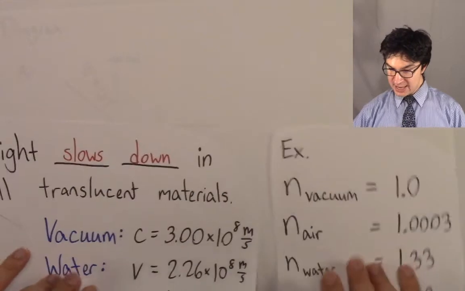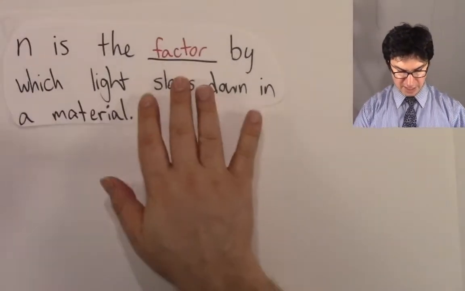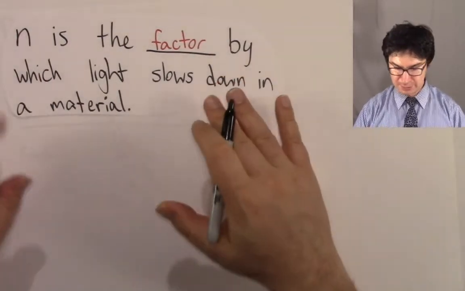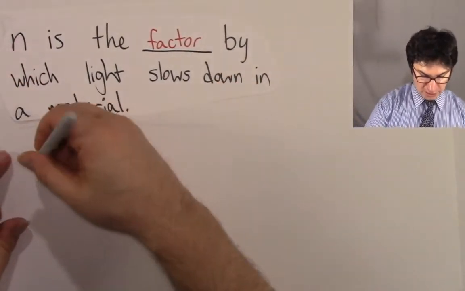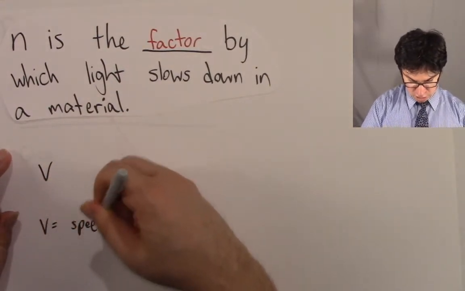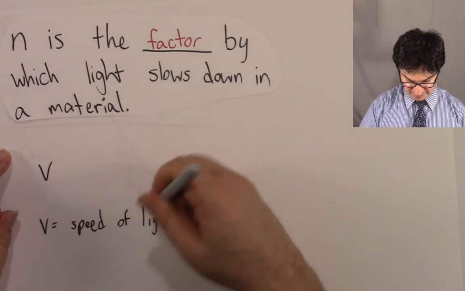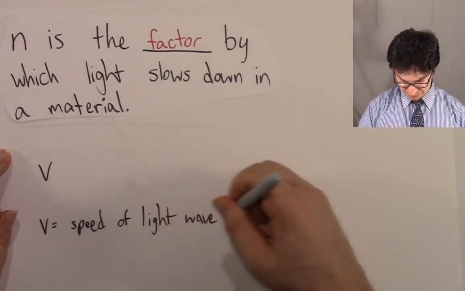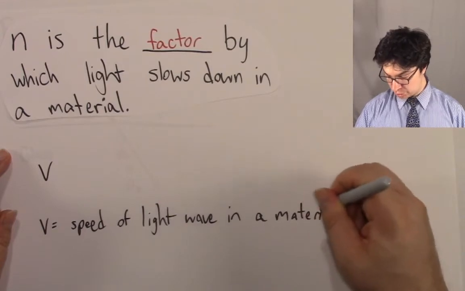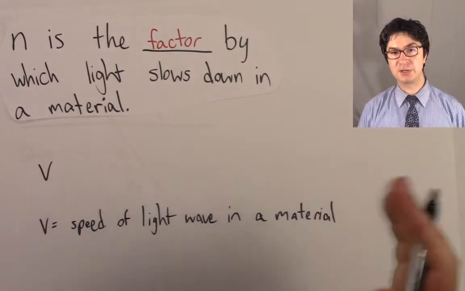So what N is, we can really unpack this now. N is the factor by which light slows down in a material. So we can express that in terms of this equation. We can say V, where V is the speed of the light wave in a material, which is, like we showed, not the same as the speed of light in a vacuum.